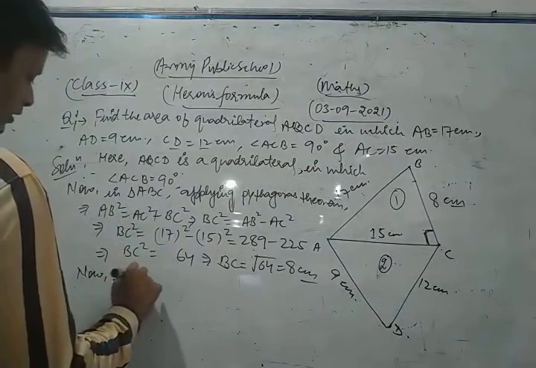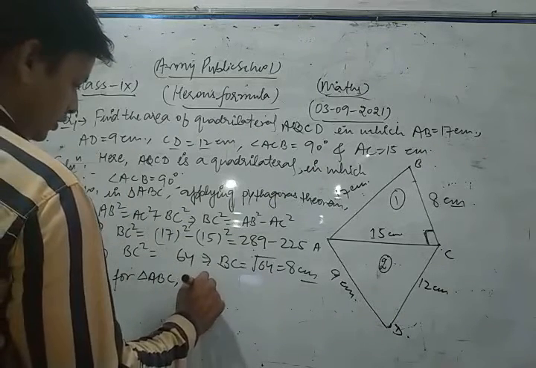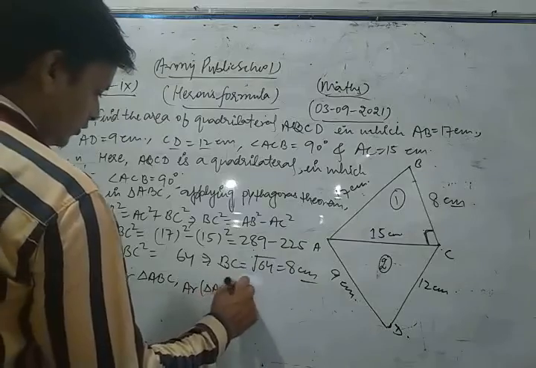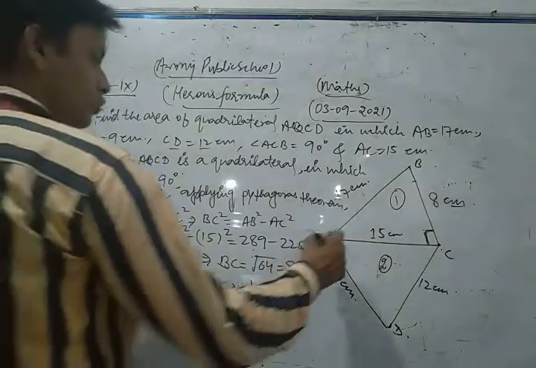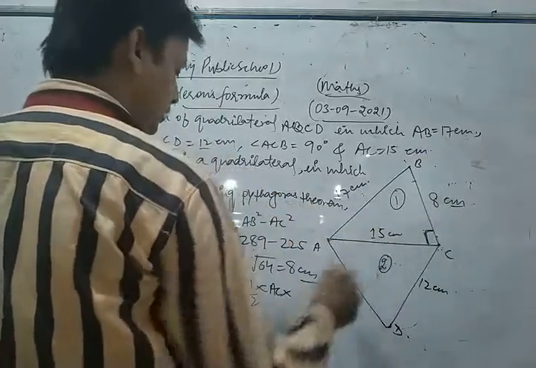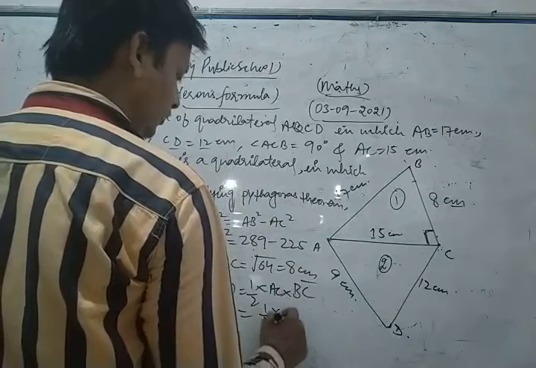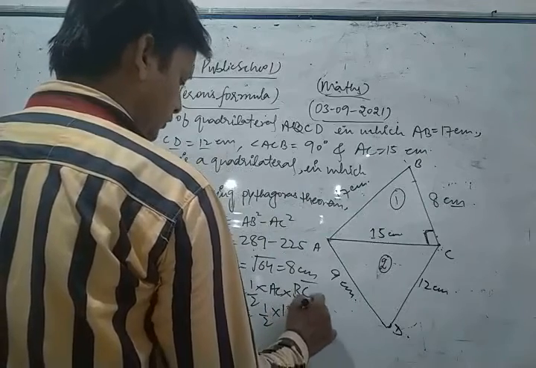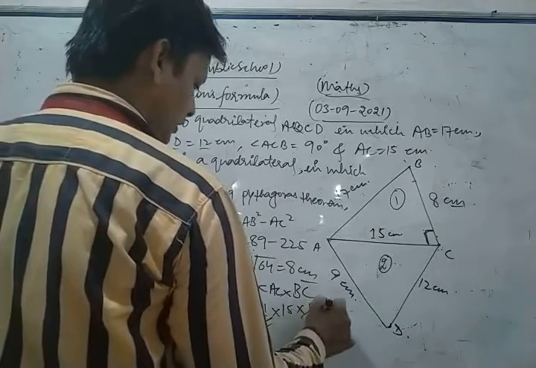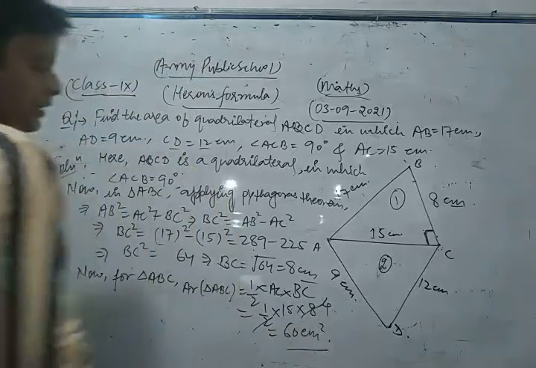for triangle ABC, area of triangle ABC, we apply the formula 1/2 base into height, with base as AC and its corresponding altitude as BC. So we get 1/2 into AC, which is 15, into BC, which is 8. So 2 4s are 8, 15 4s are 60 centimeter square.